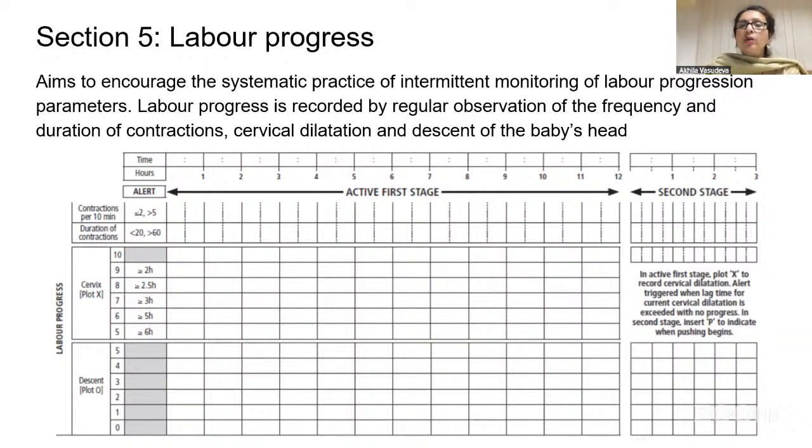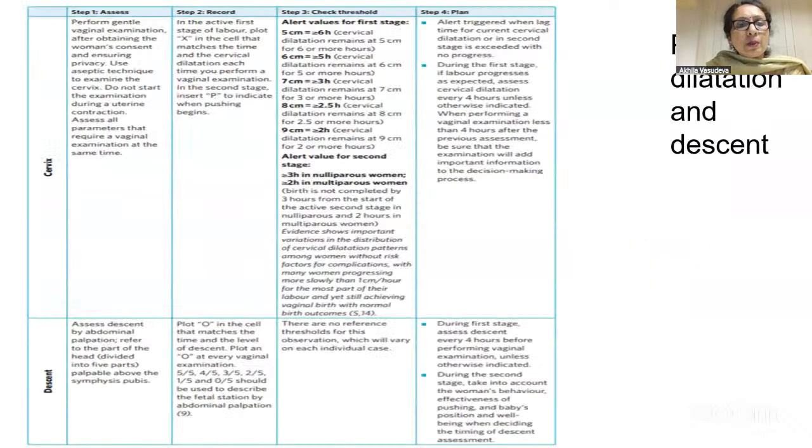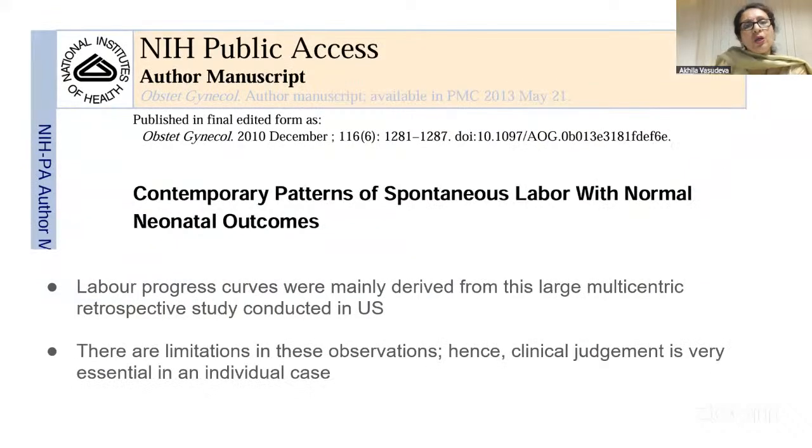Now that is not what is expected out of us. What they are saying is a lot more leniency should be given, a lot more margin should be given for the duration of cervical dilatation. Now, where is this particular evidence coming from? I want to show you that slide first.